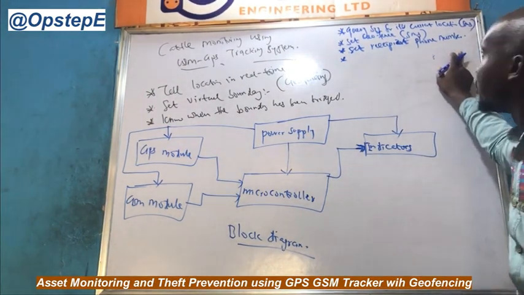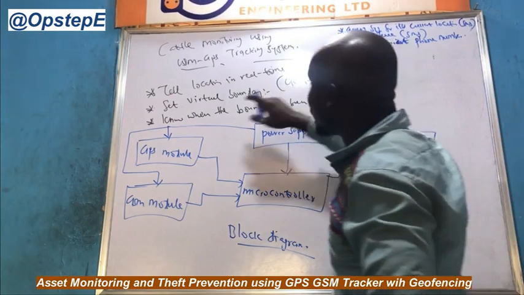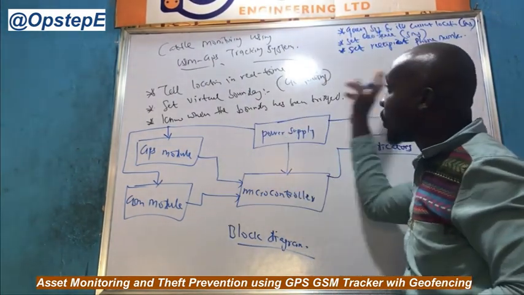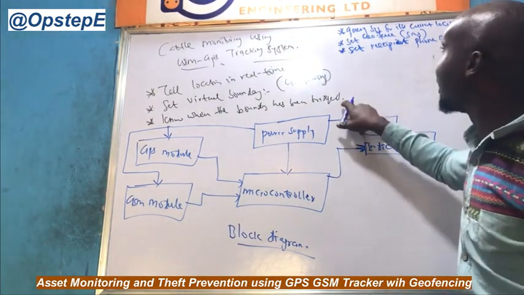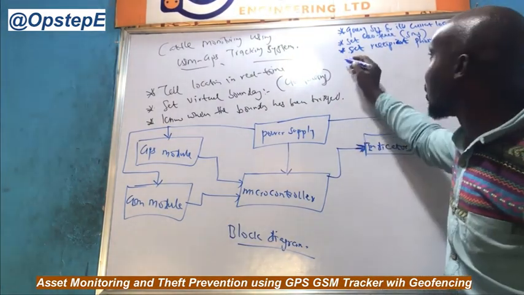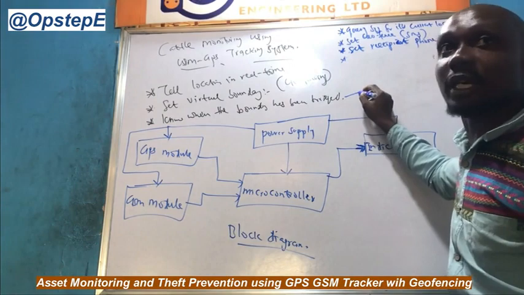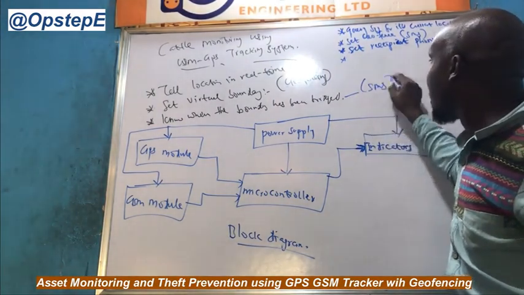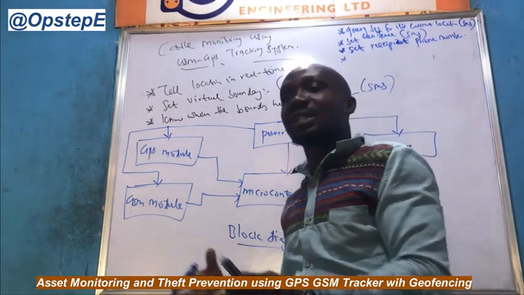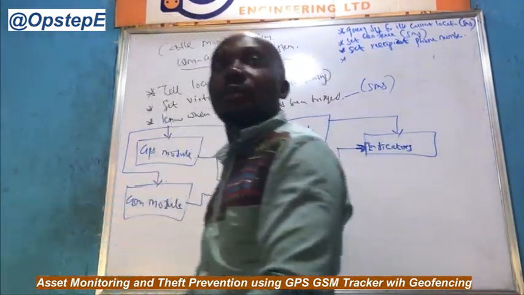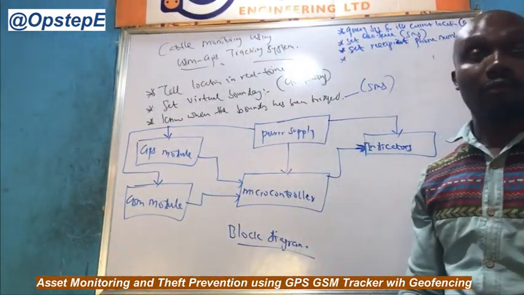Alongside being able to tell location in real time, set a boundary, and know when the boundary has been exceeded. Now, when the boundary is exceeded, you receive a text message. So that's part of what the system is supposed to do. When the boundary is exceeded, you receive an SMS that tells you the cattle have now exceeded this particular boundary, and this is the location they are currently at. Are you with me, sir?